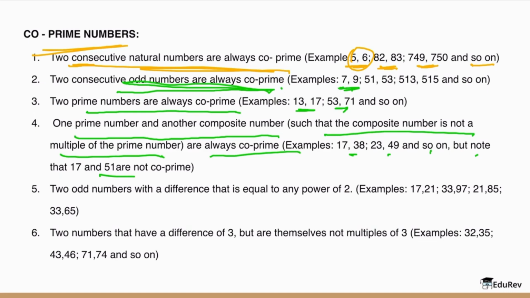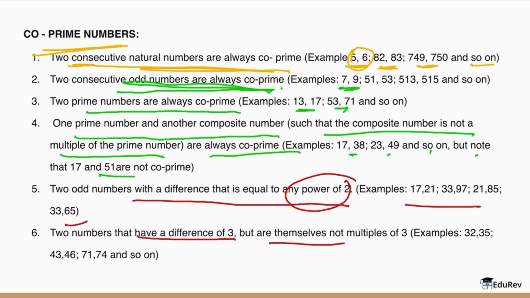Next, you have to learn all these properties. In your examination any kind of question can arise, and if you know these properties by heart, it can be a very handy tool. Now your fifth property is that two odd numbers with a difference equal to any power of 2 are co-prime again, and these are your examples. Then two numbers that have a difference of 3 but are themselves not multiples of 3, for example these examples, are also co-prime numbers.